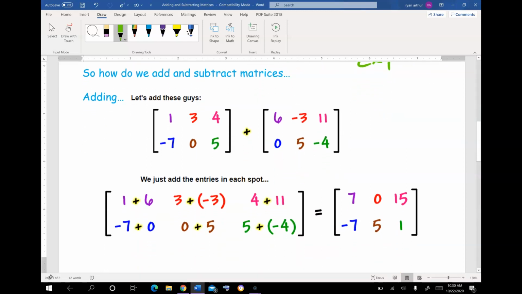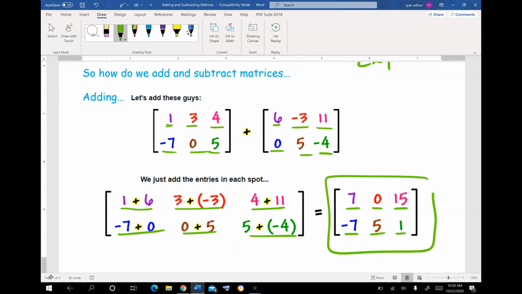So you see it matched up the first spot with the first spot. So 1 plus 6 gave me 7. And then 3 plus negative 3 gave me 0. And then 4 plus negative 11 gave me negative 7. 0 plus 5 gave me the 5. And then 5 plus negative 4 gave me the 1, and this would be your answer.